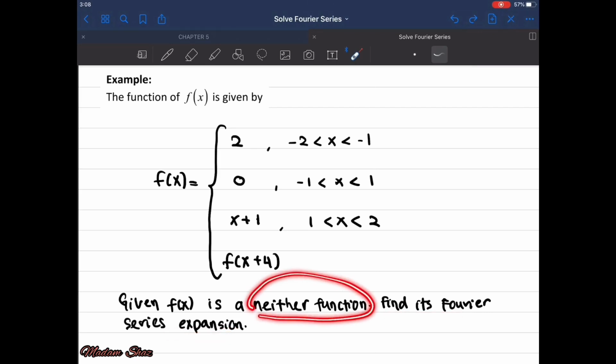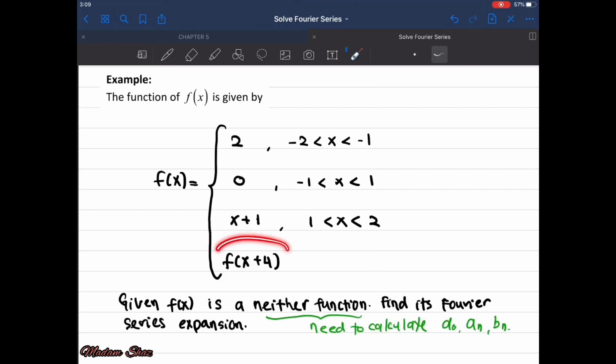So for the neither function, we need to calculate all the Fourier series coefficients, whereby you need to calculate the values for a0, an and bn. From the periodic function here, we can determine our L, or from the highest limit here, we can determine our L. So our L is equal to 2. So from here, 2L is equal to 4, therefore L is equal to 2.